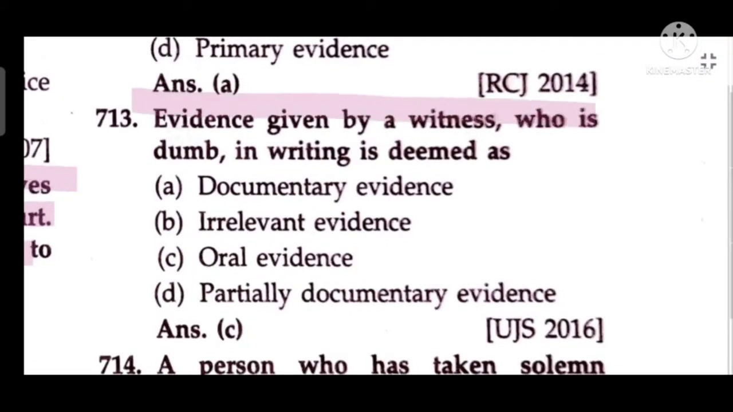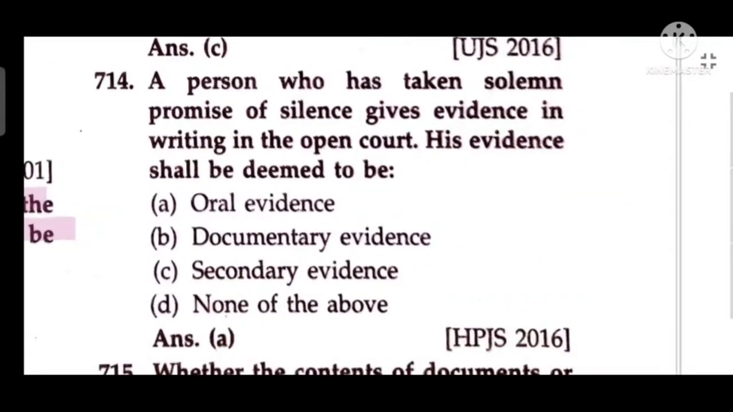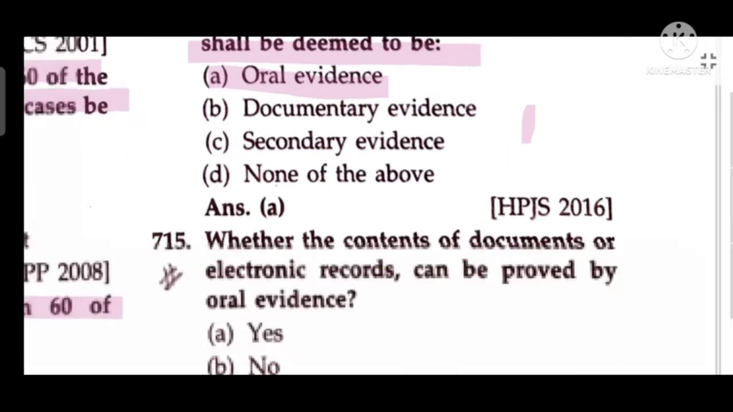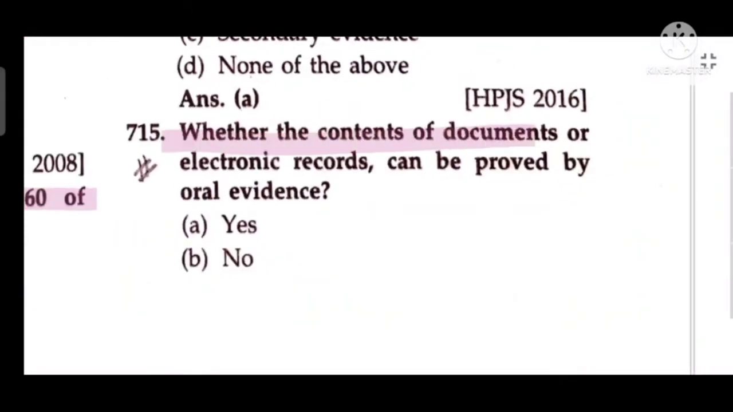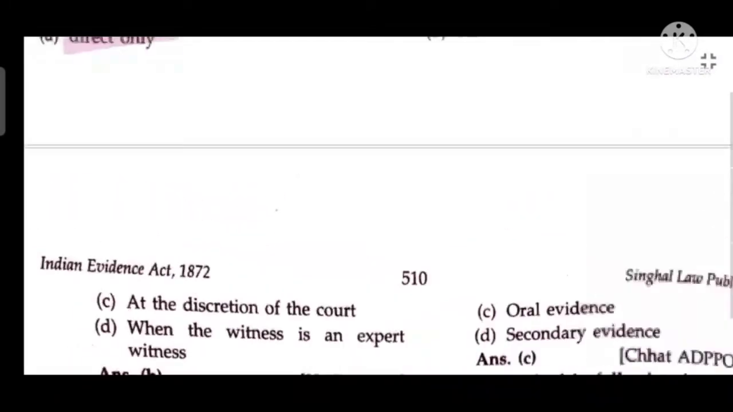Evidence given in writing by a witness who is dumb is deemed to be oral evidence. A person who has taken a solemn promise of silence gives evidence in writing in open court; his evidence shall be deemed to be oral evidence. Whether the contents of a document or electronic records can be proved by oral evidence? No.